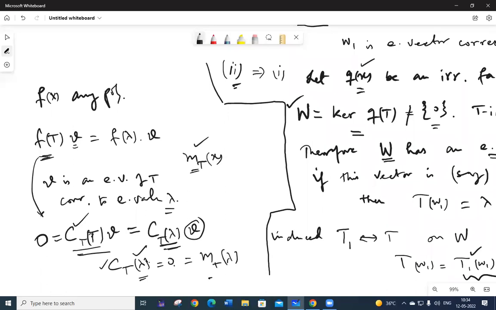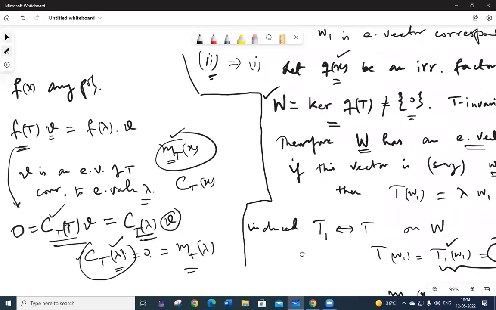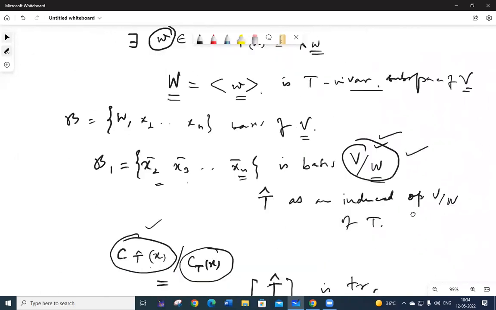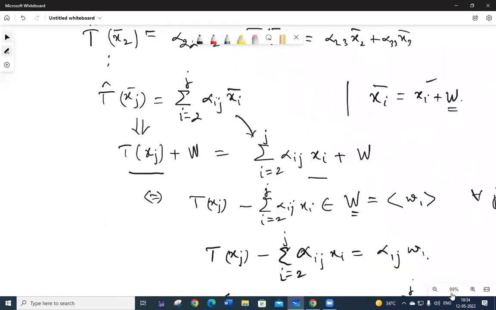And what that says is, if some irreducible factor occurs in Ct(x), it should occur in mt(x) also. That comes from here also. That's it. So this is how we could do the triangularization.